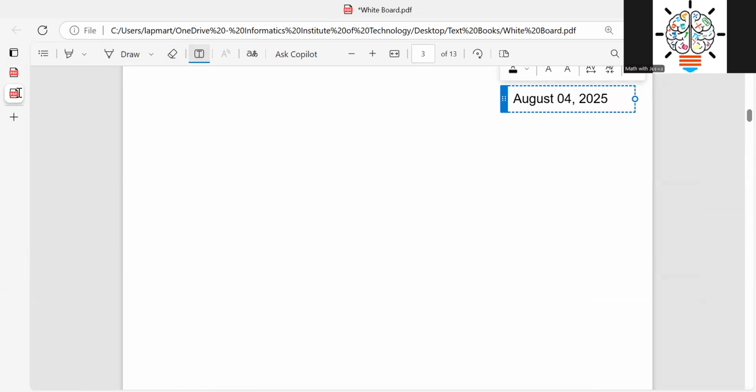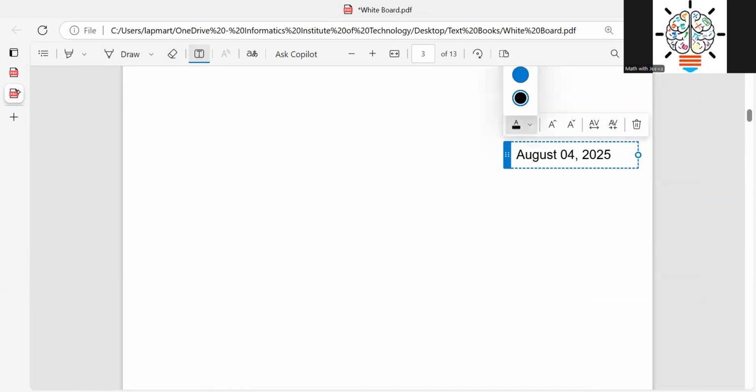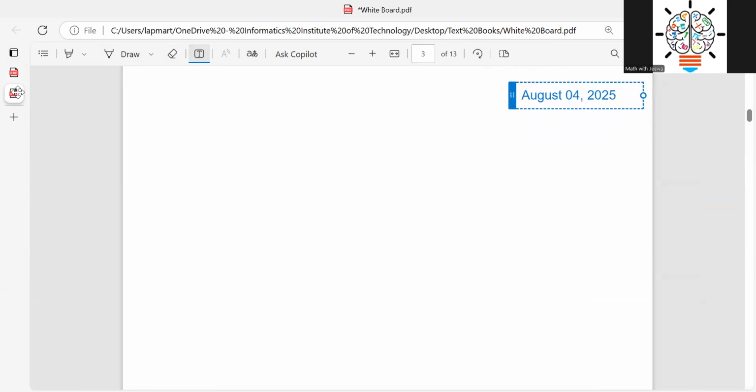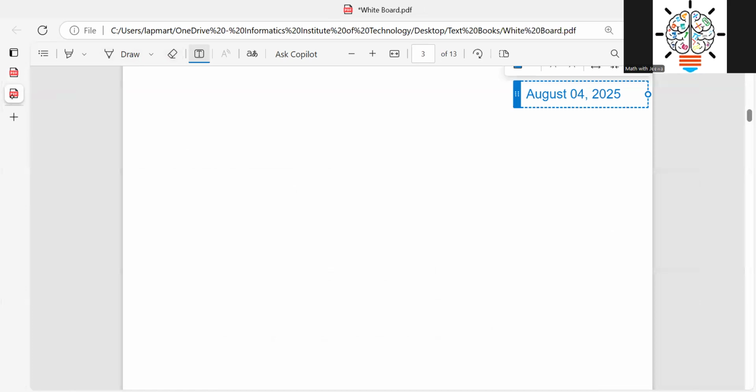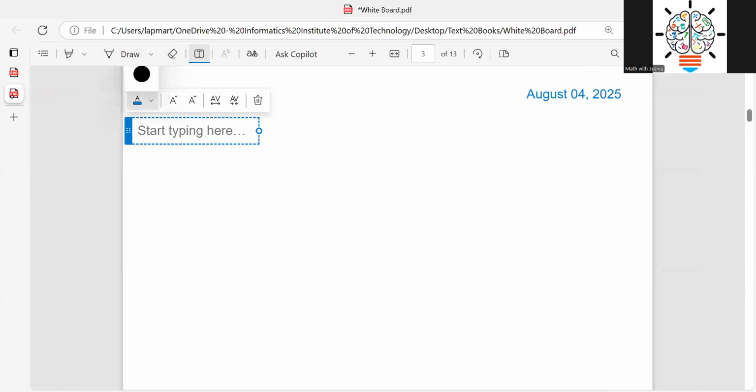So then it should be in blue color, right? So then you keep it here. And then today, multiplying numbers written in index form. So that is our subtopic. So then here we write the subtopic: multiplying numbers, right?